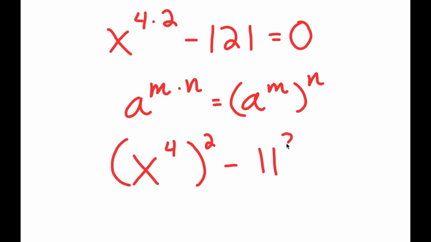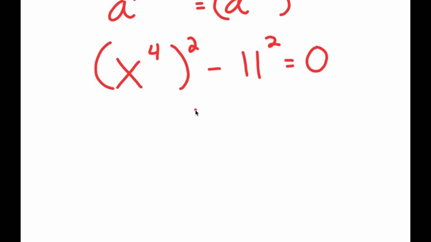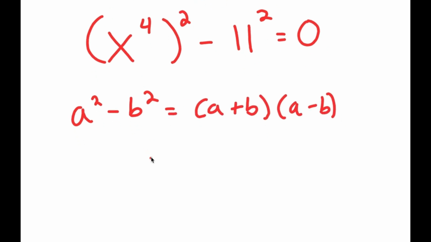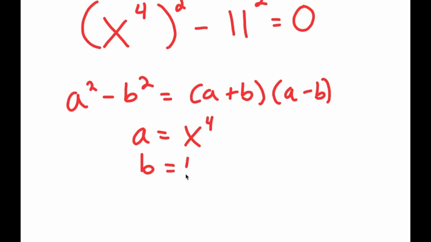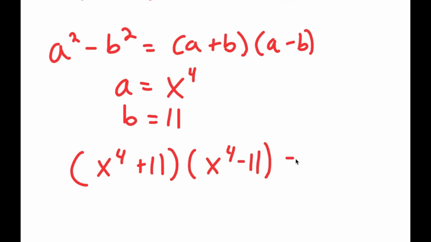And the reason we're going to do that is so now we can use an important algebraic property that states that if I have something in the form a squared minus b squared, this is equal to a plus b times a minus b. So in this case, a is x to the power of 4 and b is 11. So I get x to the power of 4 plus 11 times x to the power of 4 minus 11, which is equal to 0.